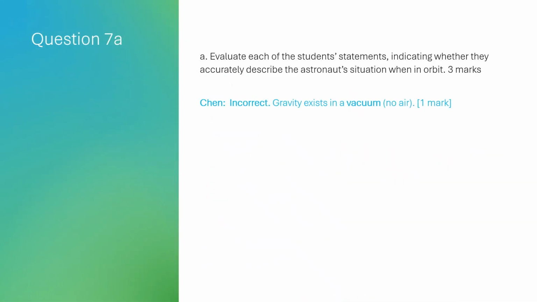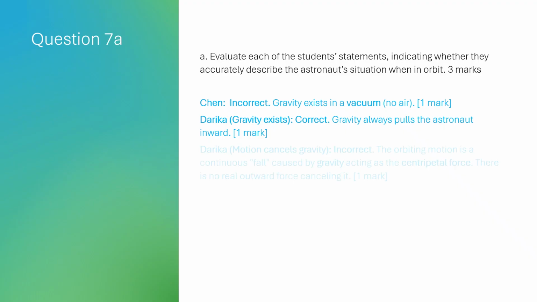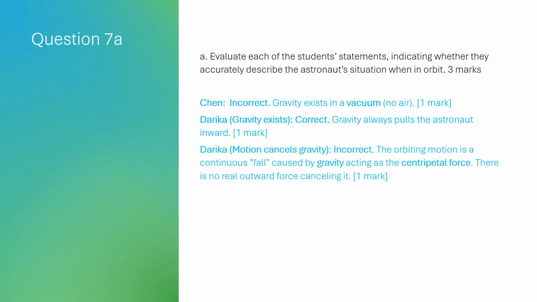Chen, incorrect. Gravity exists in a vacuum, no air. Darika, gravity exists, correct. Gravity always pulls the astronaut inward. Darika, motion cancels gravity, incorrect. The orbiting motion is a continuous fall caused by gravity acting as the centripetal force.